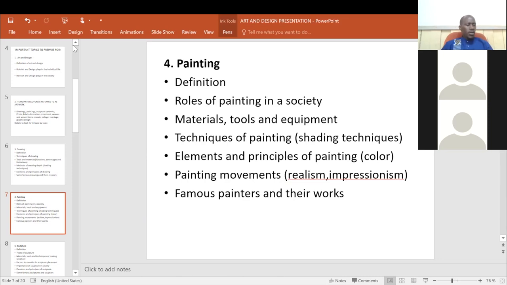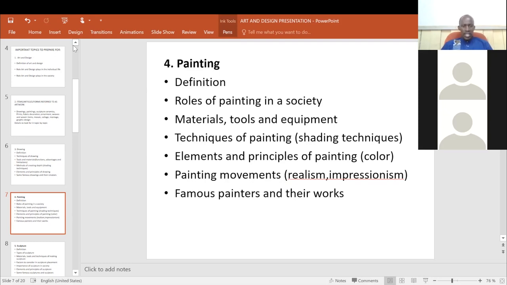Then the candidate must also be able to highlight the techniques of painting. What are some of these techniques of painting? We have the wash, we have the brush stroke, and so on and so forth. Then the candidate must be able to understand and explain what are the elements and principles of painting. An example of the element is color.